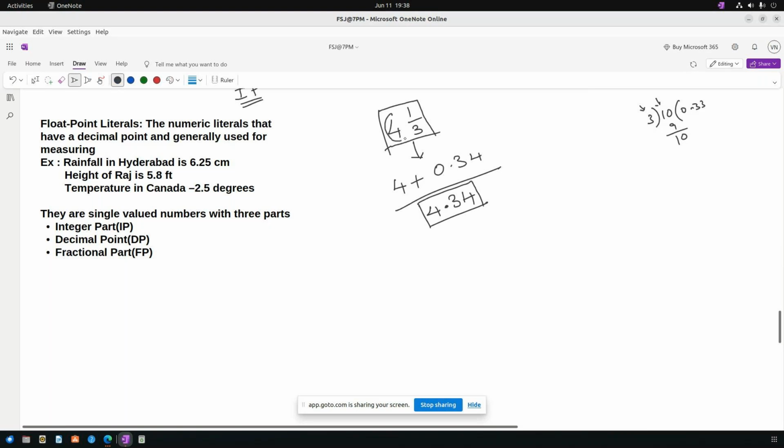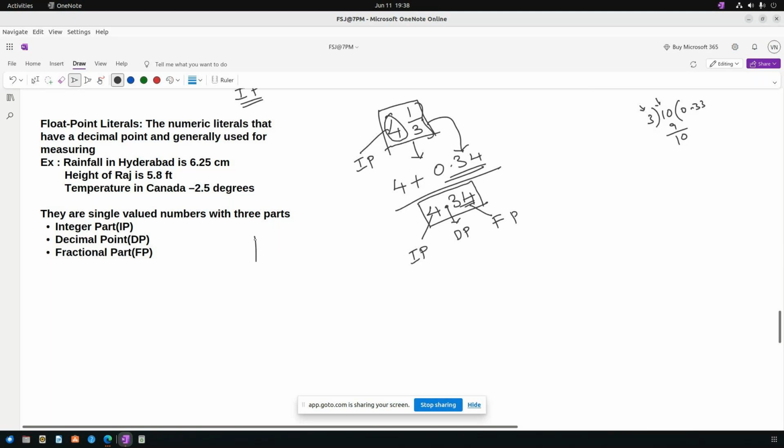So now what is 4, sir? 4 is the integer part. So what about this, sir? This is the decimal point. So this is the integer part, this is the decimal point, and what about this? This is the fractional part. That is why we call it a fractional part.